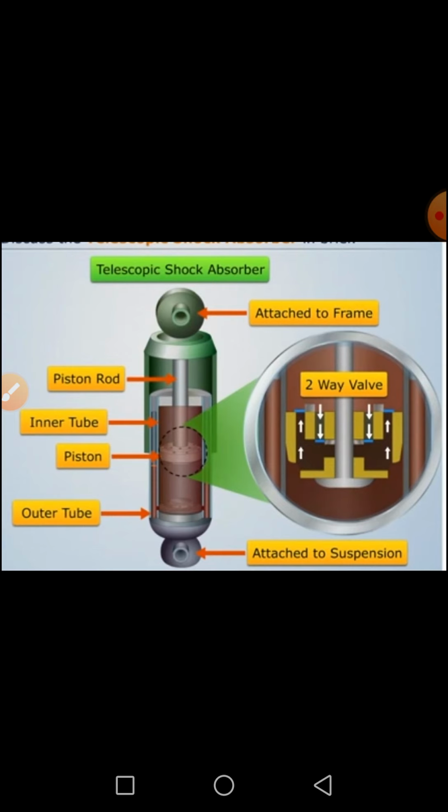The various components are an inner tube and outer tube. These are the main components of telescopic shock absorber. Shock absorber is attached to the vehicle in such a way that the top portion of the shock absorber will connect to the frame and the bottom portion of the shock absorber will connect to the suspension spring or suspension system.